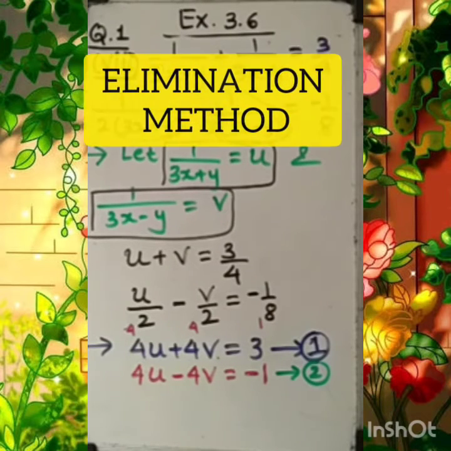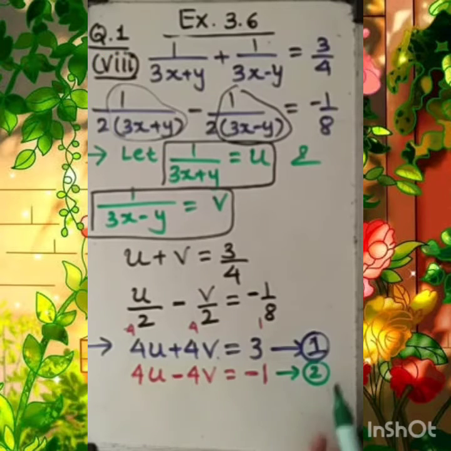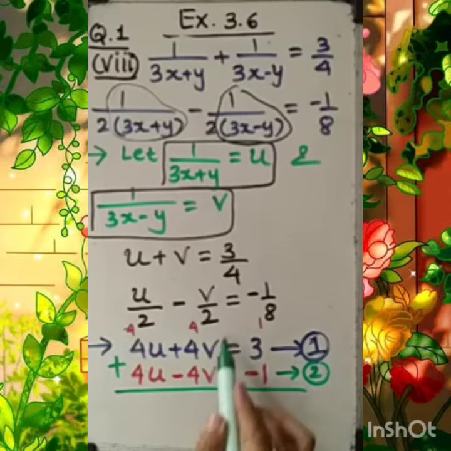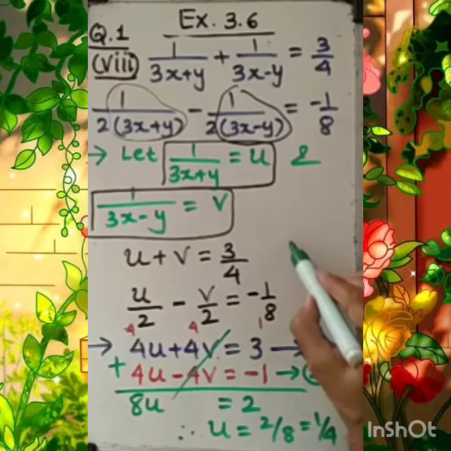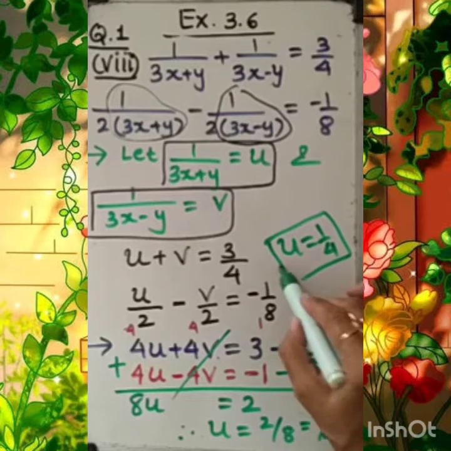Again, I am going to apply the elimination method for equations 1 and 2. As it is already set, we do not have to multiply. Whatever we have, equations 1 and 2, we add them, and directly we can eliminate this, because plus 4v minus 4v cancel. 4u plus 4u is 8u. 3 minus 1 is 2. So 8u equals 2. That means u equals 2 by 8. Correct? 2 by 8 gives the result 1 by 4. It means u equals 1 by 4. The value of u we are getting is 1 by 4.